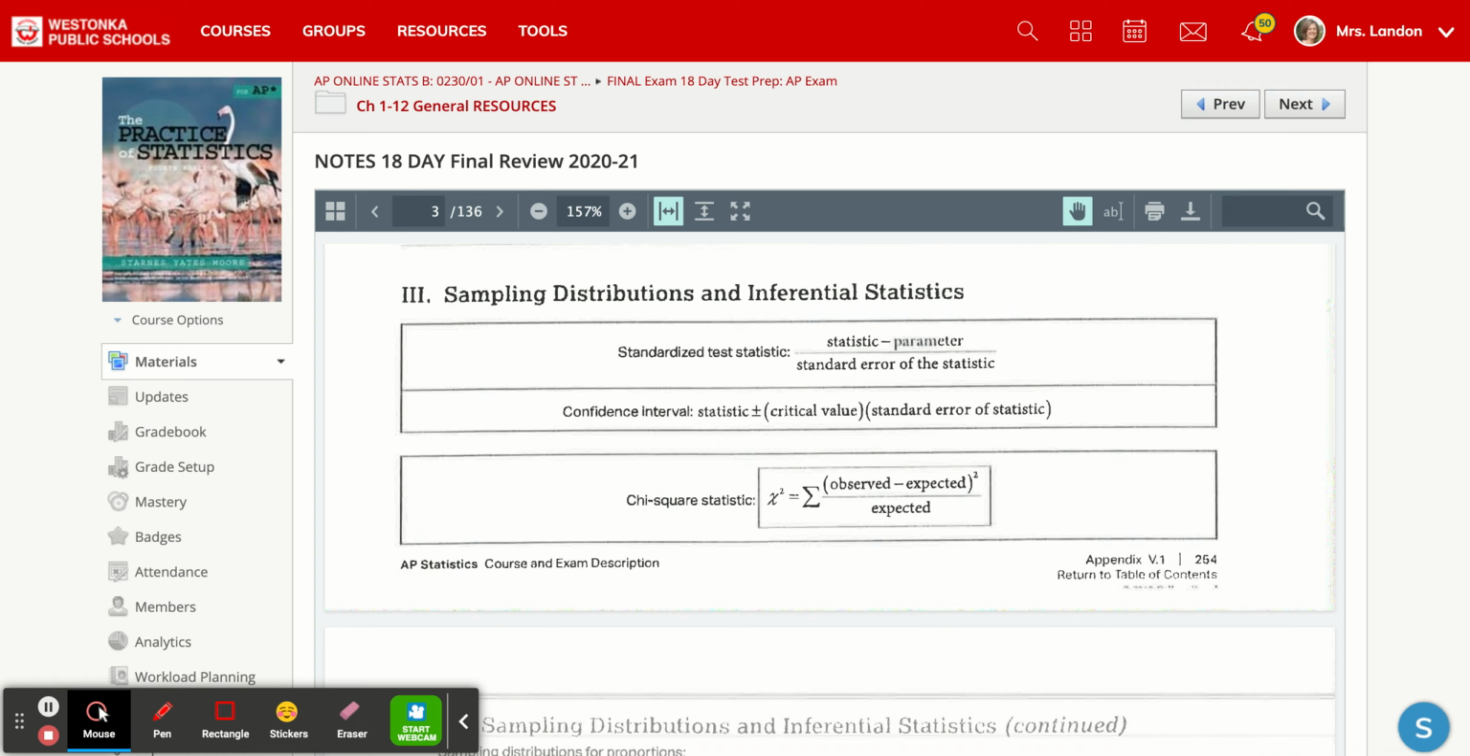We then jump to our inference studies between chapters 8 through 12. This is the test statistic, right? We take our statistic minus our parameter over the standard error. It's kind of like the take your data minus the mean over standard deviation concept. Our confidence interval, remember, is your statistic plus or minus your critical value. That could be a Z critical value or a T critical value, times your standard error of the statistic. Chi-squared, you guys just did that in chapter 11.